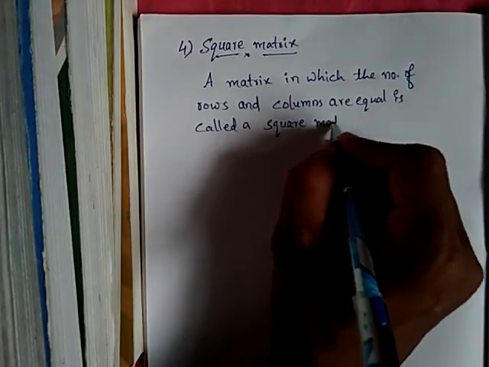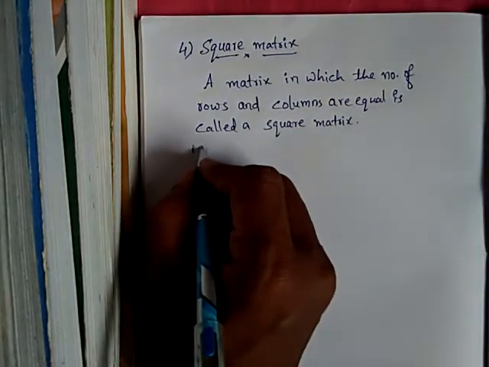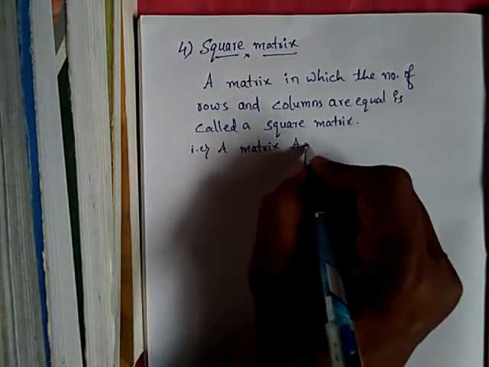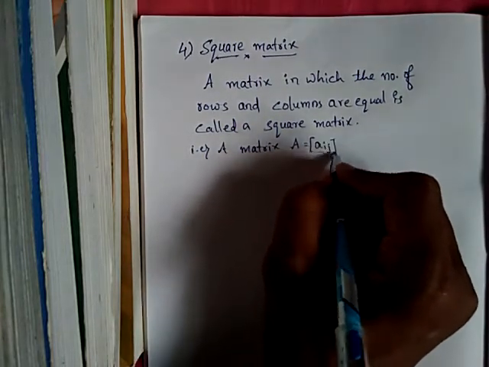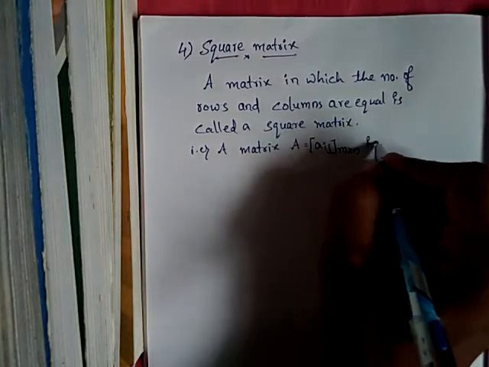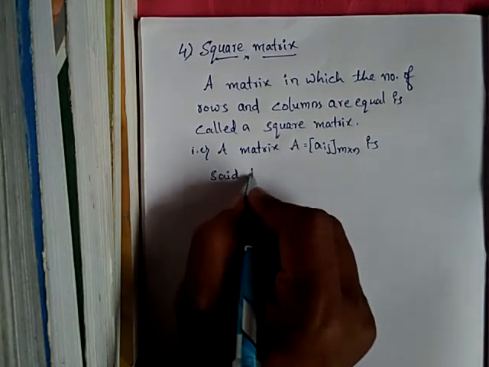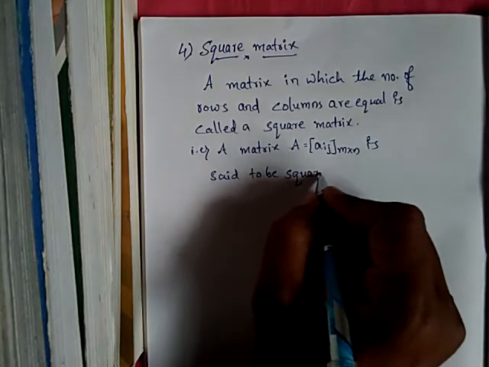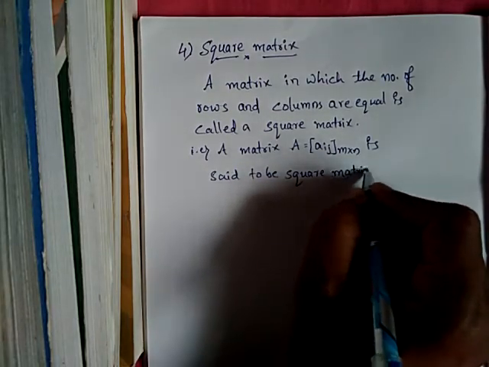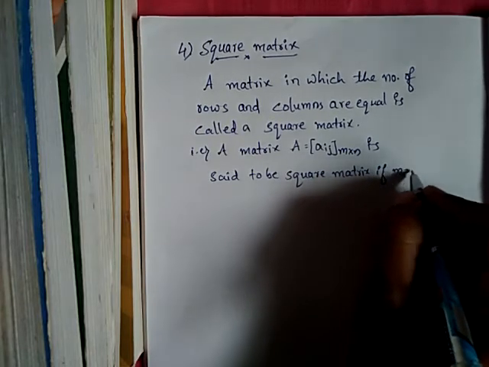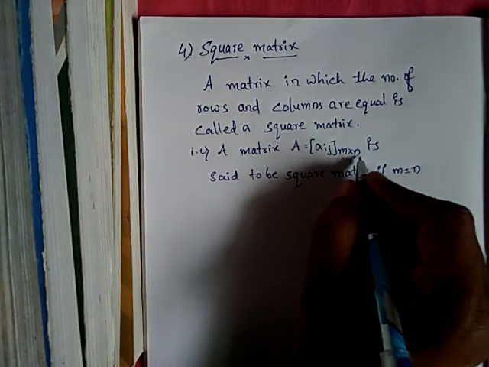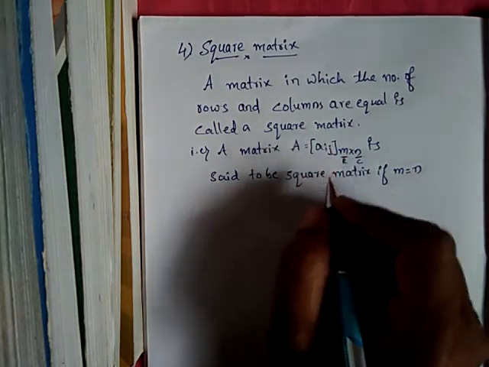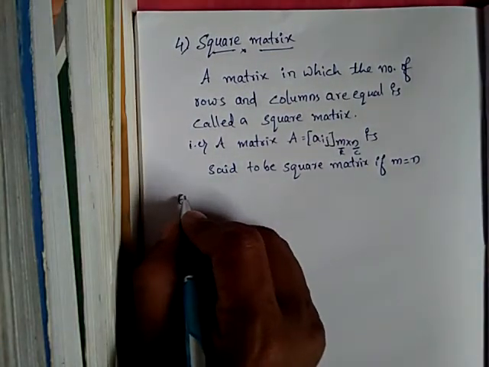Okay, square matrix. In another way you can say that a matrix capital A, and like this we can denote A_ij, which is m by n, is said to be a square matrix if m is equal to n. Means here m by n is there, so m is equal to n, means row is equal to column. Both the definitions we can say. Okay, so we will have one example so that you will get the idea.